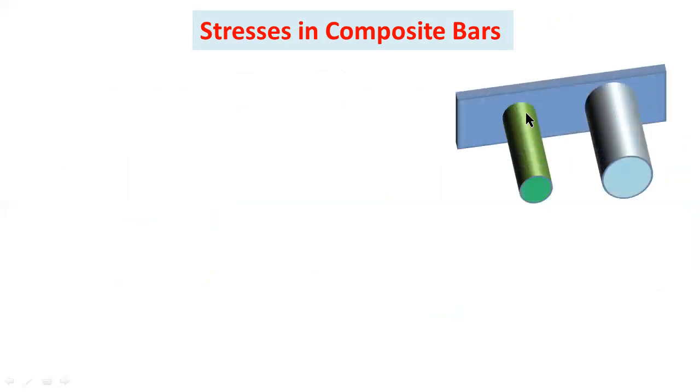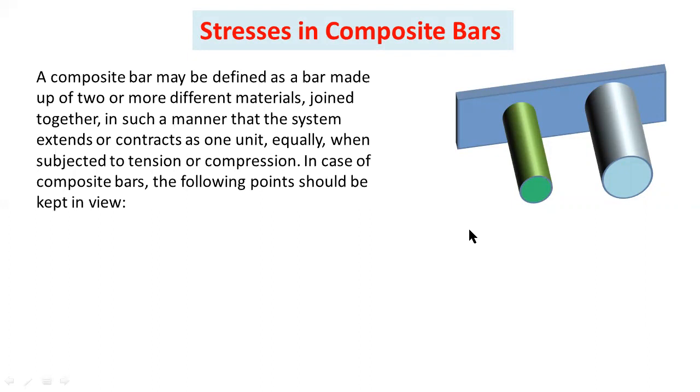Here I consider this one as a composite section. This is a fixed plate, this is one bar, and this is another bar. These two have different cross-sectional areas and the same lengths. A composite bar may be defined as a bar made up of two or more different materials joined together in such a manner that the system extends or contracts as one unit, equally, when subjected to tension or compression.